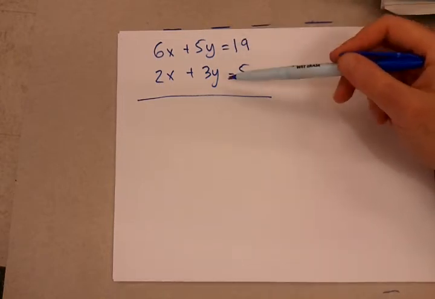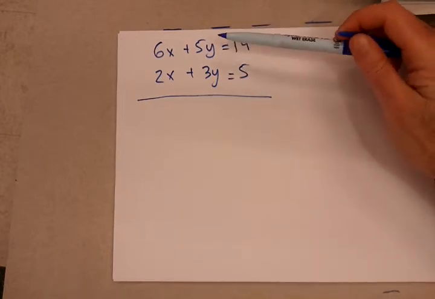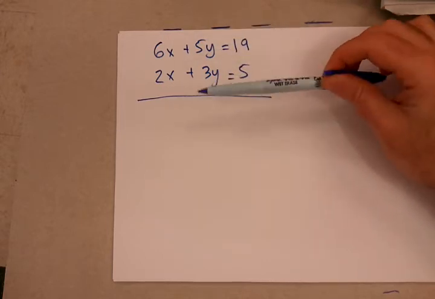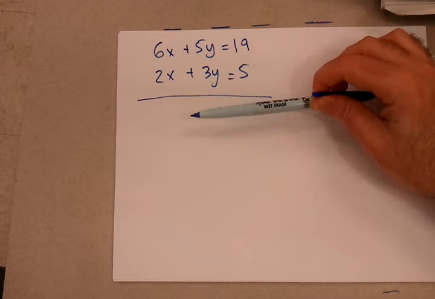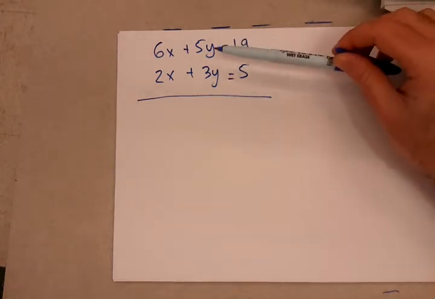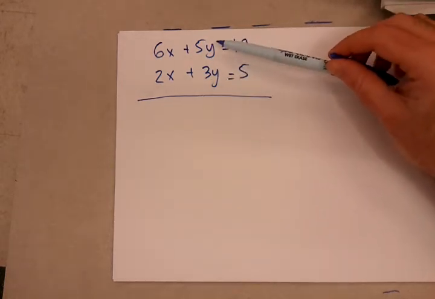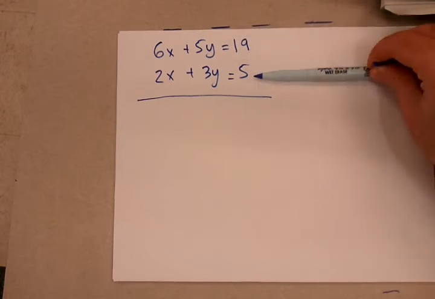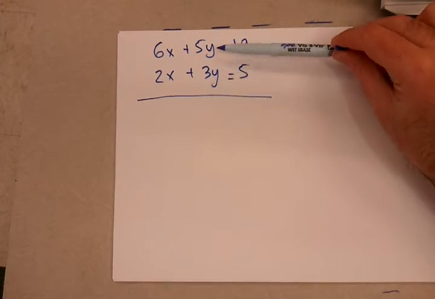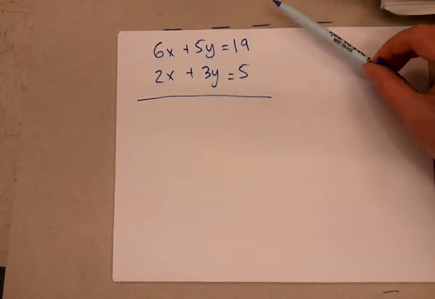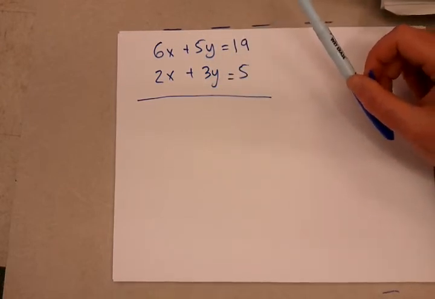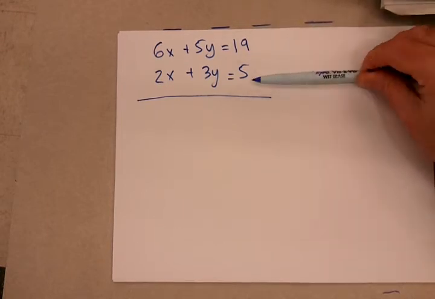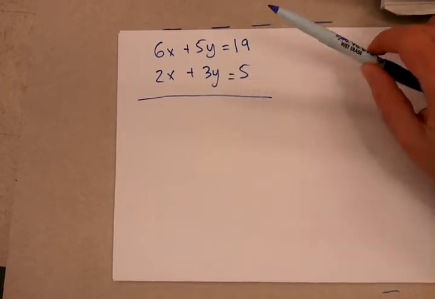Let's look at the y's. Just like in the last problem, the coefficients of y are 5 and 3. The GCF for 5 and 3 is 15. So in order to modify the equation and eliminate y, we'd have to multiply the top by a 3 and the bottom by a 5 to get 15 as a coefficient for y. We could do that, but again, modifying both equations versus modifying just one equation, modify just one equation.